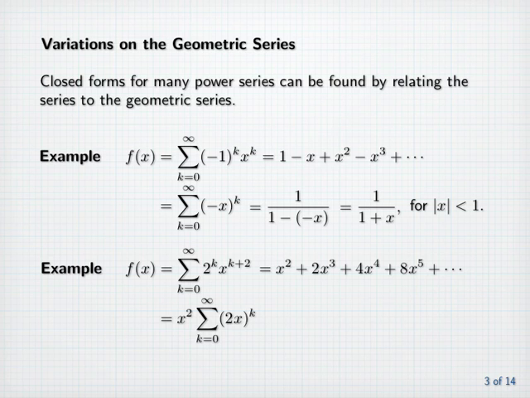That series is the geometric series with x replaced with 2x. So a closed form for that series is 1 over 1 minus 2x, which we multiply by x squared. The series converges when the absolute value of 2x is less than 1, that is, when the absolute value of x is less than 1/2.